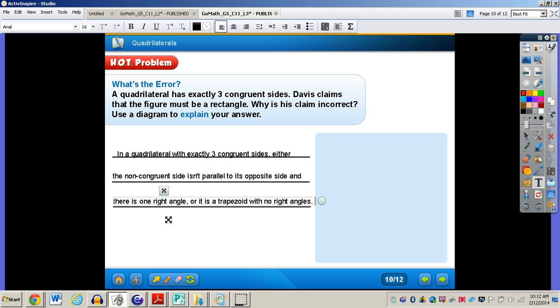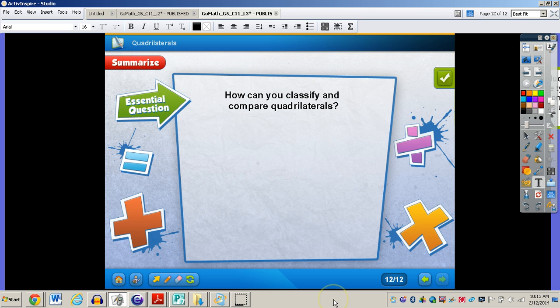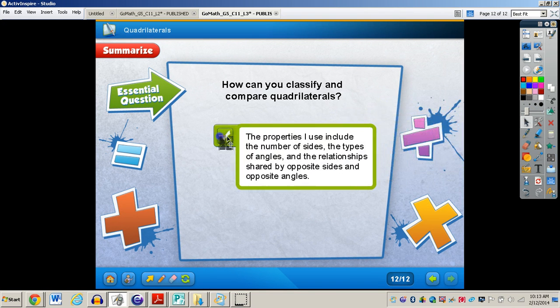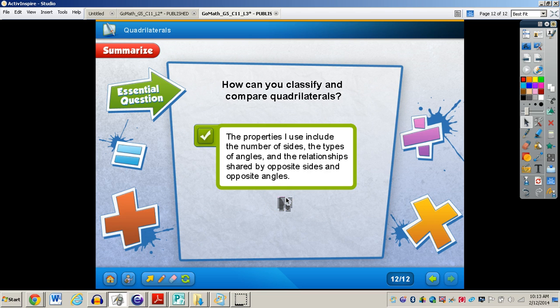To wrap this video up, we want to talk about that essential question: how can you classify and compare quadrilaterals? Let's look at the answer to this. The properties that we use include the number of sides, the types of angles, and the relationships shared by opposite sides and opposite angles. So there are a lot of different ways and a lot of different factors that go into classifying and comparing quadrilaterals. This concludes the video. If you have any questions about quadrilaterals, please come and see me.